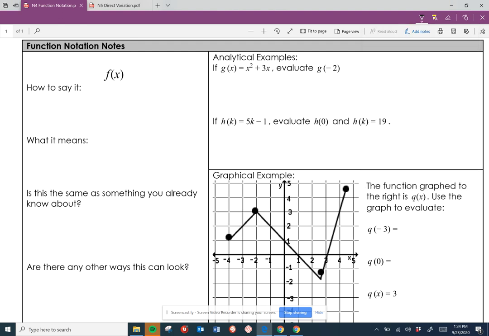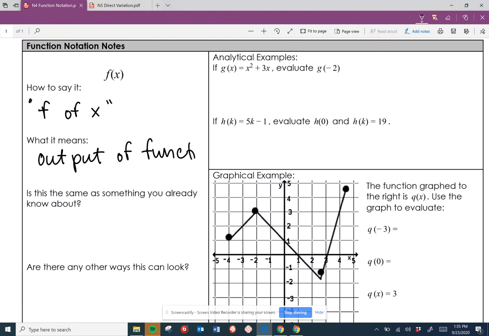Today we're going to be talking about how to use function notation. Whenever you see this notation right here that says f and then parentheses with the x inside, that's how you know that you're going to be doing function notation. You say this f of x, okay? And that means the output of the function. So you're going to have x as the input and f of x is going to be the output.